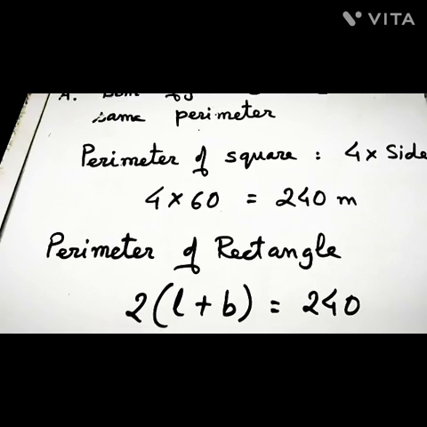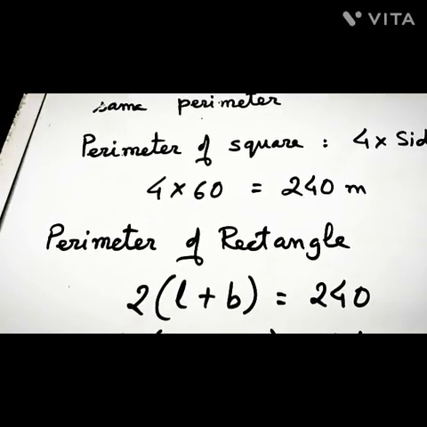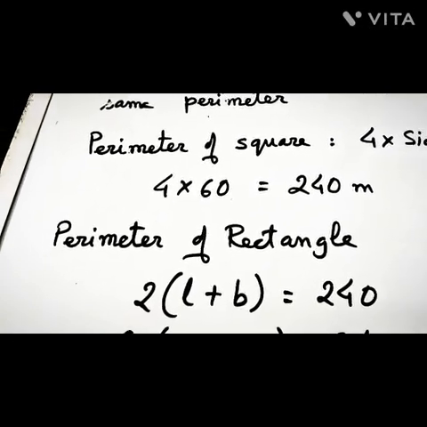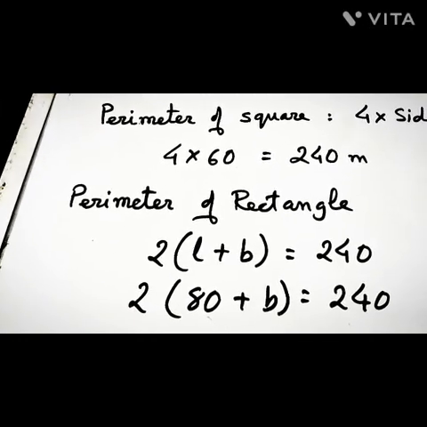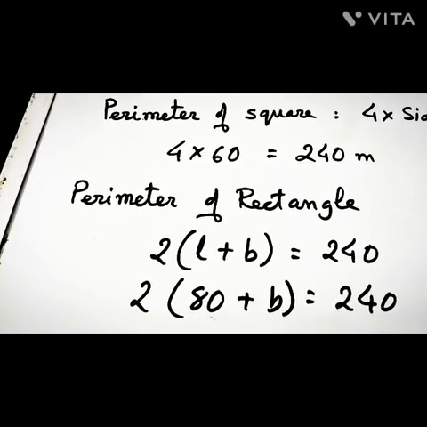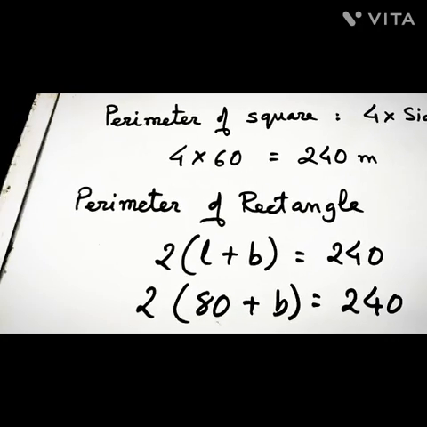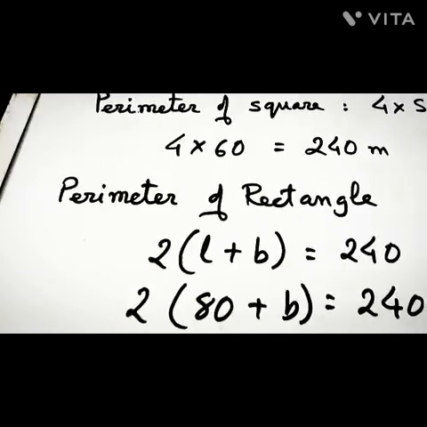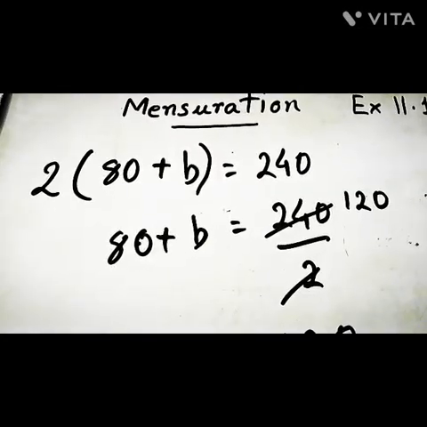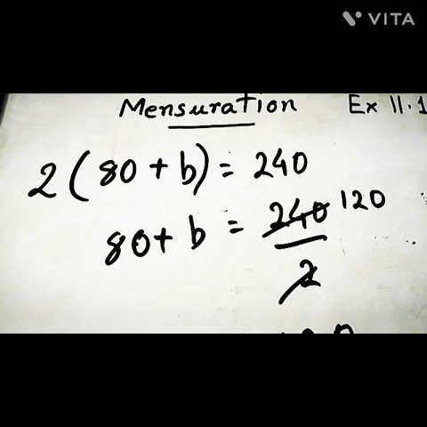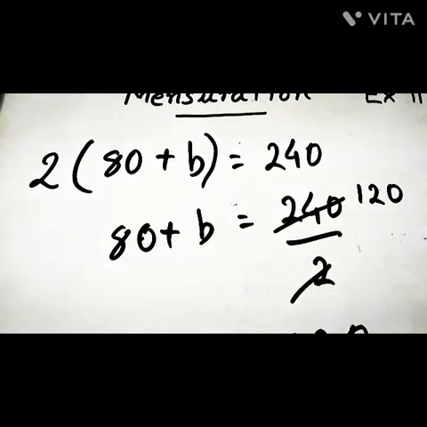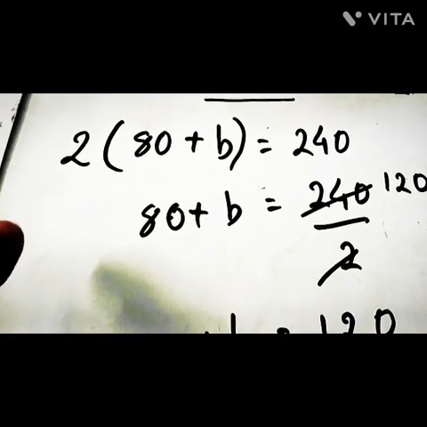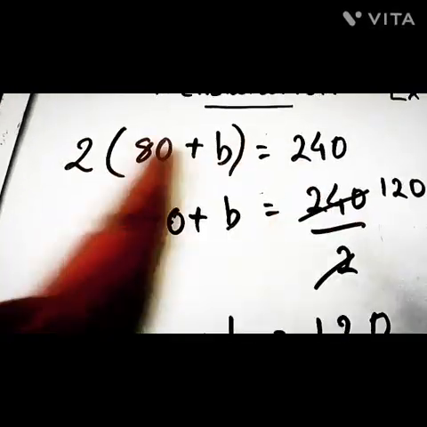Now the perimeter of rectangle, the formula is 2 bracket L plus B, equal to 240 meter. So 2 bracket 80 plus breadth equal to 240 meters. Now we have to find the breadth. So 2 bracket 80 plus B equal to 240. Now if we keep 80 plus B on the left hand side of the equal to sign, we take 2, which is multiplication, to the other side, it becomes division.